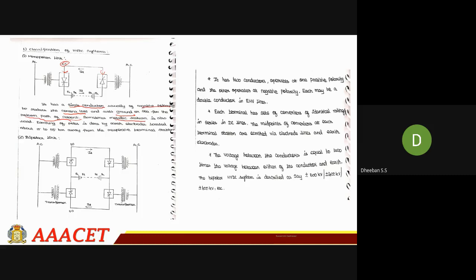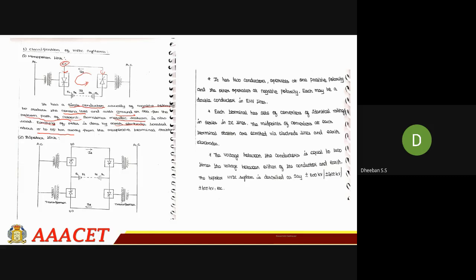Earthing of poles is done by earth rods located about 15 to 55 km away from the respective terminal stations. This is how you earth the system, and this is how it looks. The current will be flowing through this.